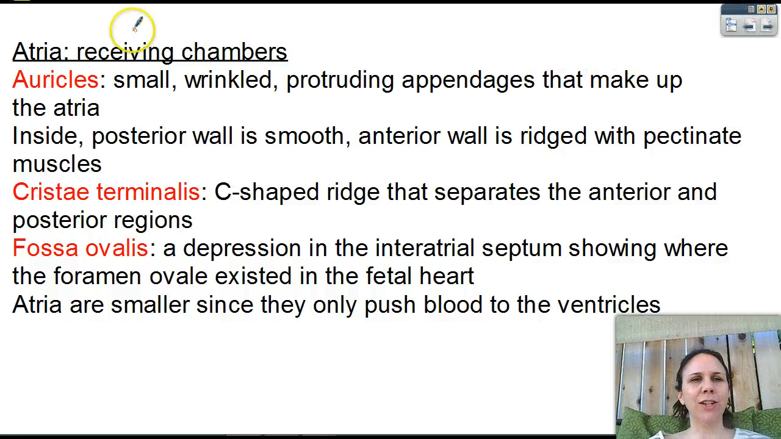Okay, so the atria, those are the top portions. They have what are called auricles, which actually means ear. And so they look like little wrinkly ears hanging out from the outside of the heart.